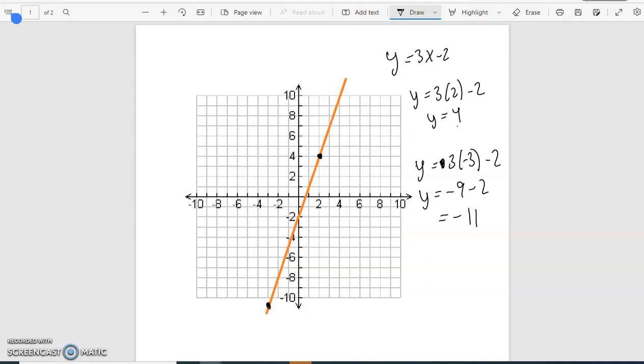But the thing to understand is there's actually an infinite number of points, right? Because what if I did x equals 0.01? Well, 0.01 is going to be really close to 0, but the y value is 3 times 0.01 minus 2. That's 0.03. That is y equals negative 1.97. Okay. So when x is 0.01, really close to the origin there, the y is close to negative 2. It's negative 1.97. That point also lies on the line.